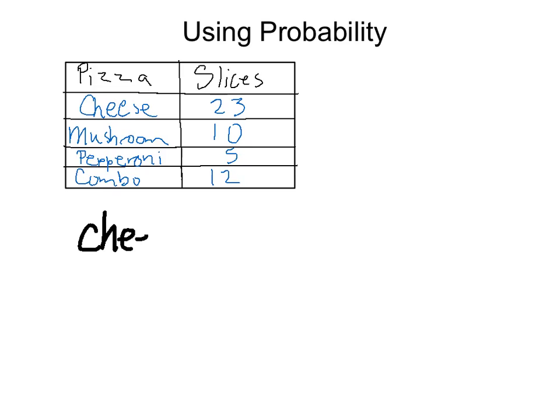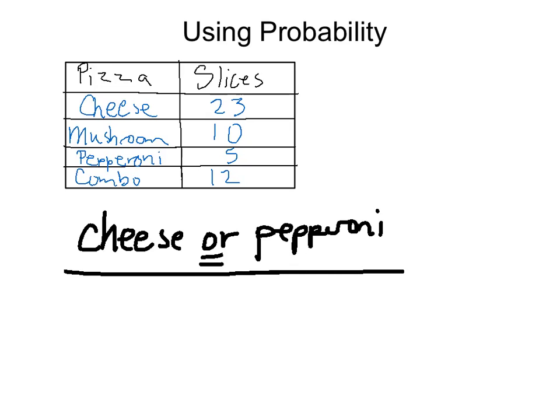So cheese or pepperoni. I think I'm spelling pepperoni wrong. No, I think that's good. Is that right? No, I think that is pepper and oni. Cheese or pepperoni, and then I still want it over my total. Right. Okay.